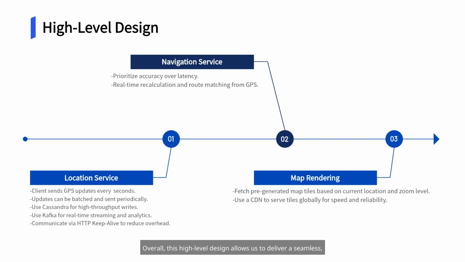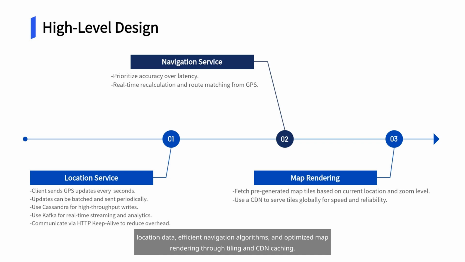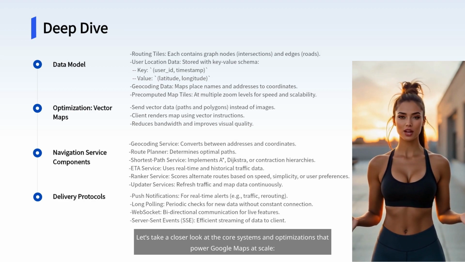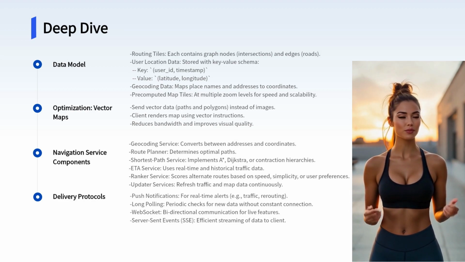Overall, this high-level design allows us to deliver a seamless, responsive, and scalable map experience, leveraging real-time location data, efficient navigation algorithms, and optimized map rendering through tiling and CDN caching. Let's take a closer look at the core systems and optimizations that power Google Maps at scale.